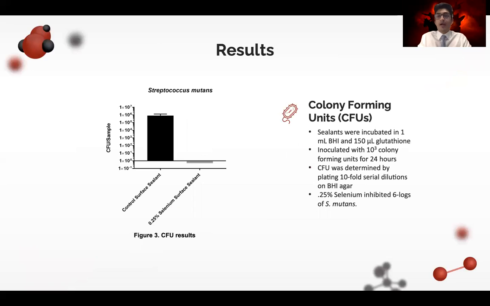So as you can see from the graph, we used colony-forming unit assays to determine whether the selenium was successful at preventing biofilm growth. Selenium was incubated in 1 milliliter BHI and 150 microliters of glutathione and inoculated with 10 to the third colony forming units. After 24 hours, we obtained 10 to the 6 CFUs from the control sealant and 0 from the 0.25% selenium surface sealant. This led us to conclude that 0.25% selenium inhibited 6 logs of Streptococcus mutans.